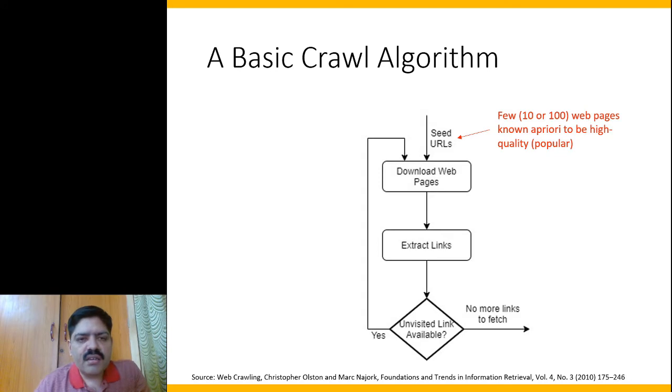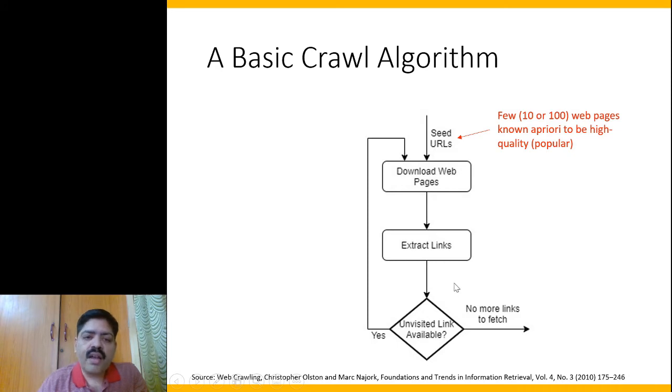So how does a crawler work? A basic crawl algorithm looks like this. We start with the seed URLs, let's say about 10 to 100 web pages known a priori to be of good quality. And from those, we go ahead and fetch the content of these seed URLs. So that's our downloaded web pages. And from those web pages, we extract links that show up. And so the extracted links are then followed and downloaded further. So this iteration continues.